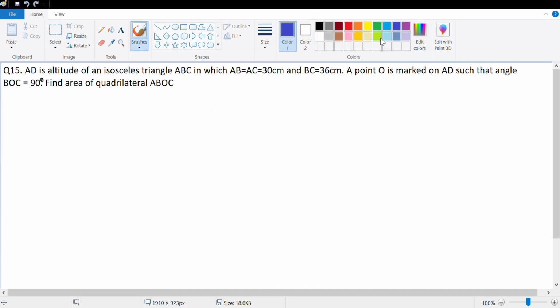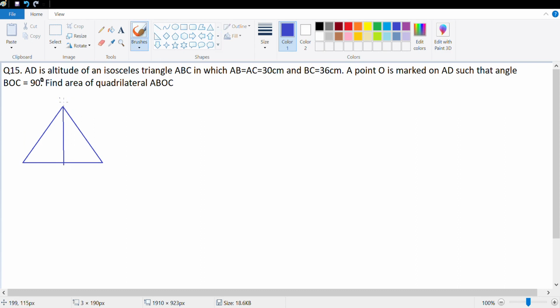Question 15 says AD is an altitude of isosceles triangle ABC, in which AB is equal to AC is equal to 30 centimeter and BC is equal to 36. So let's just draw a rough diagram. So this is my isosceles triangle and that's the altitude that we've drawn.